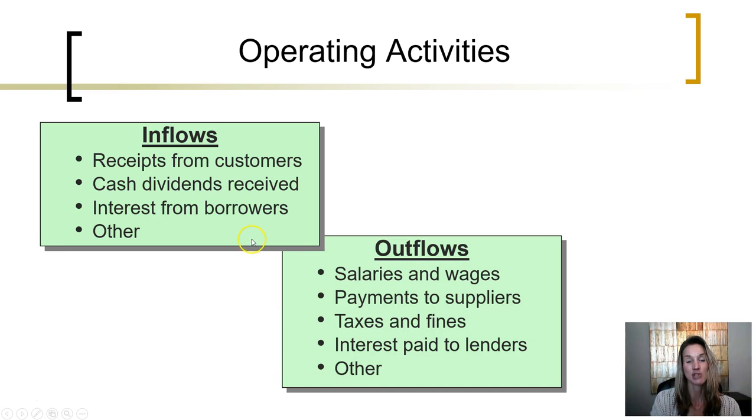For example, cash inflows reported in this section would include cash receipts from customers, cash dividends received from investments in other companies that the business may have, and receiving interest from borrowers or those they may have loaned money to. Outflows would be cash spent for salaries and wages, cash paid to suppliers, cash paid for taxes and fines, and any interest that is paid to those who may have loaned the company money.